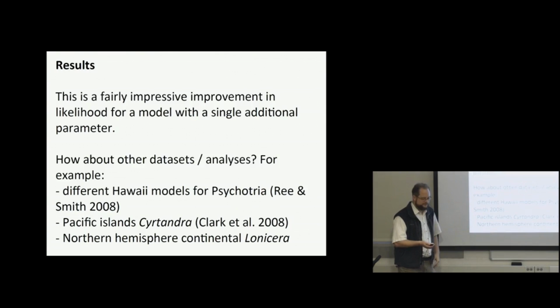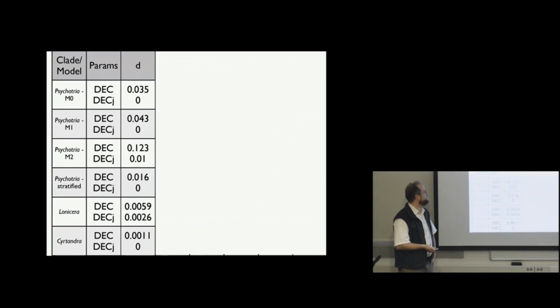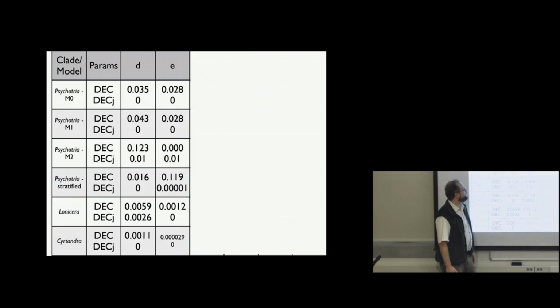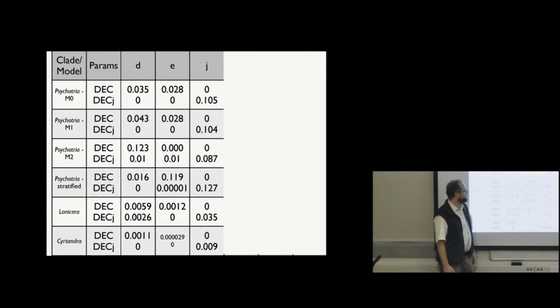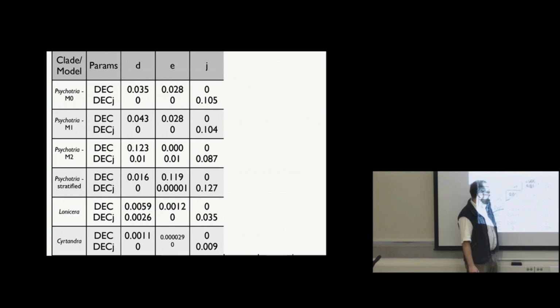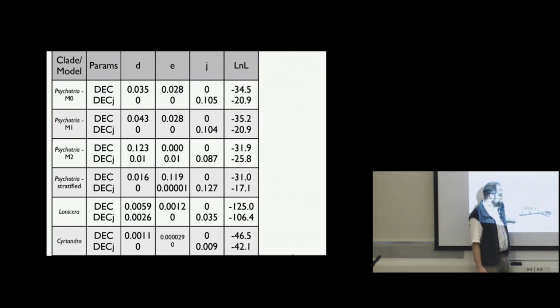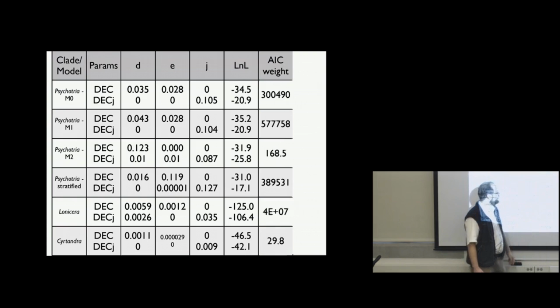So I took some other standard data sets that have been used with Lagrange. And you can compare between DEC and DEC-J. You can compare the D values, and often the D values go down to 0 under the DEC-J model. Similarly with E, they often go to 0 or get much reduced. Usually we have significant weight on J on the founder event probabilities. Log likelihoods typically improve either a whole lot or just a fair bit.